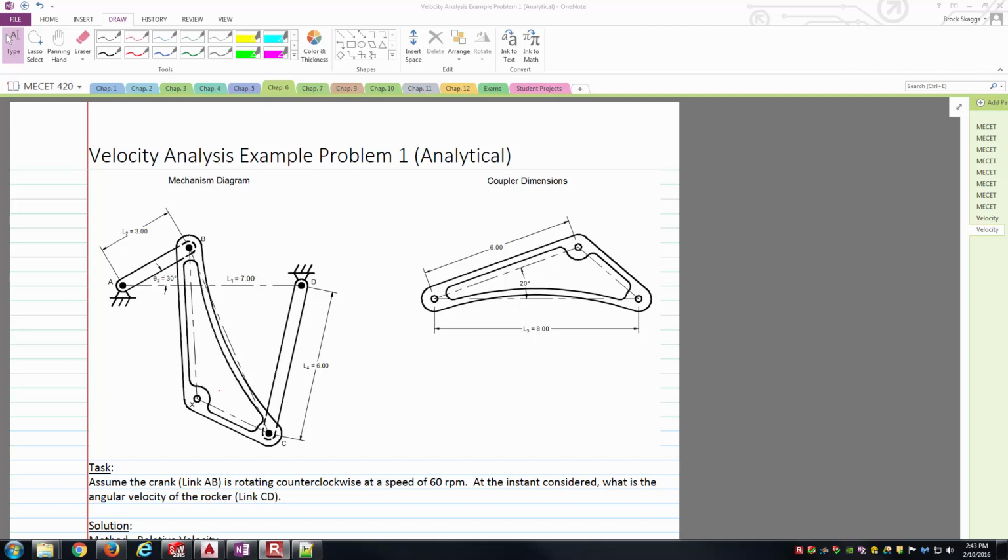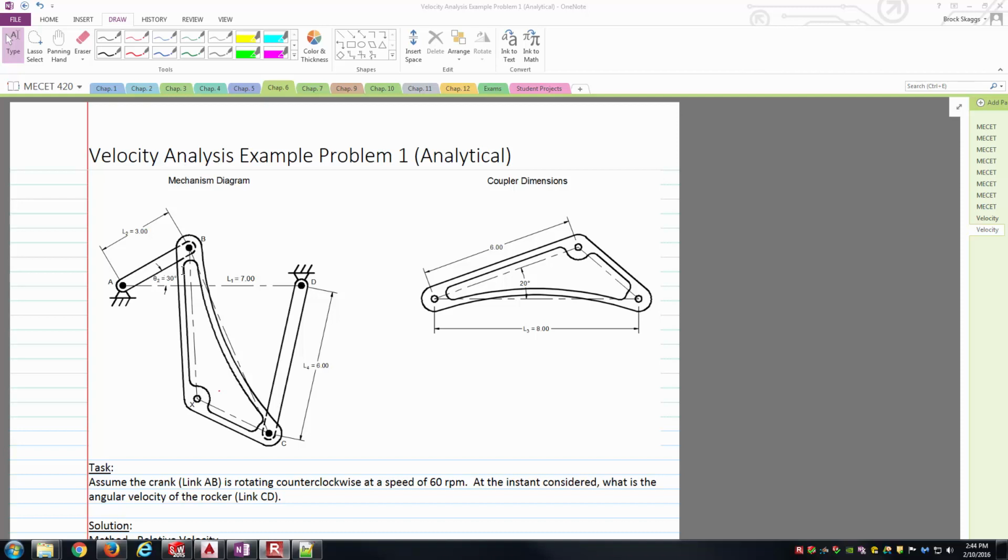I'm going to make this video where we'll examine a crank rocker mechanism, and specifically we're going to perform a velocity analysis. Our setup here is that we know the position of the mechanism at this given instant in time, and that's what you can see before you here on the left hand side, where our crank is link AB here on the left, we've got the coupler in the middle, and our rocker is link CD here on the right hand side.